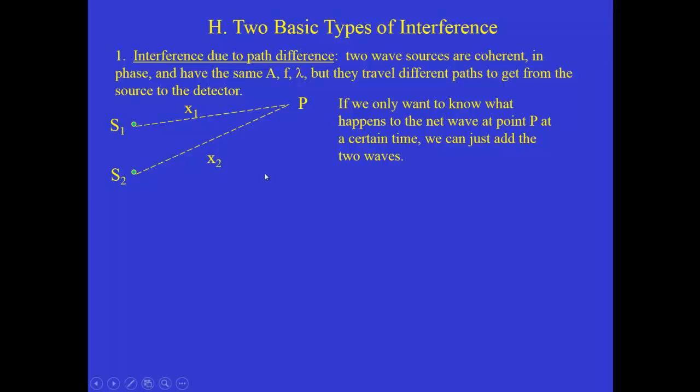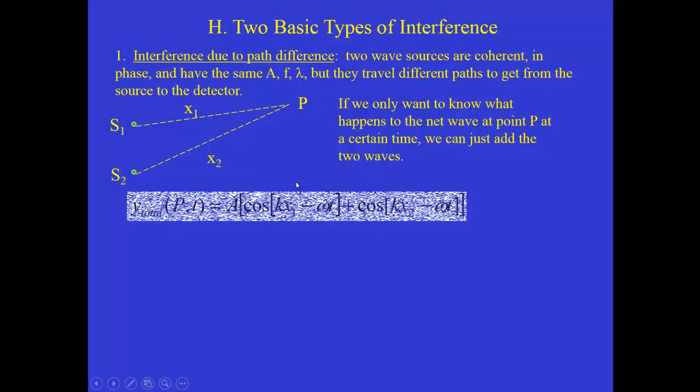In addition to being in phase and coherent, these waves have the same amplitude, the same frequency, and the same wavelength. The major difference is that they travel different distances to get to the detector. So we can add the two waves up and see what we get. Even though these generally are sources of sound waves, which travel outward in all directions, we're just going to consider the propagation along a particular direction that gets to point P. We will approximate these sound waves using the standard form for a wave traveling in a single direction.